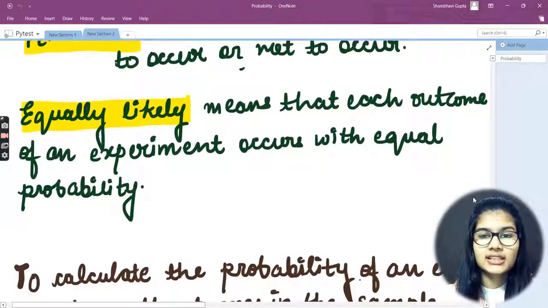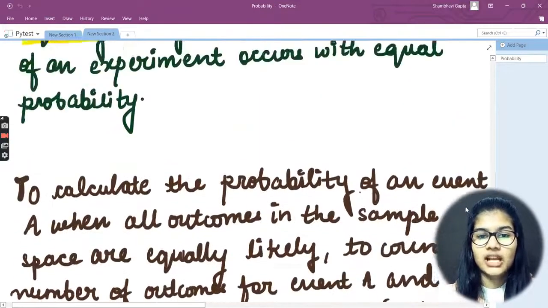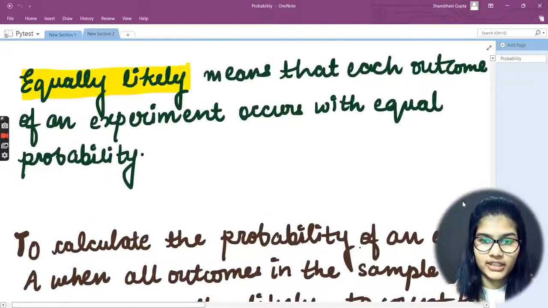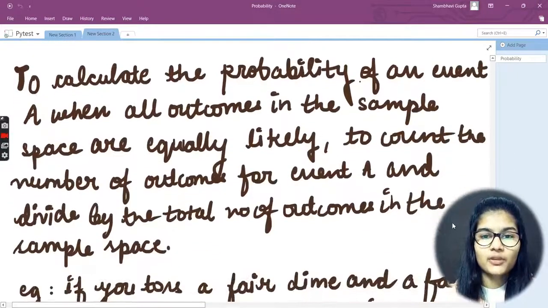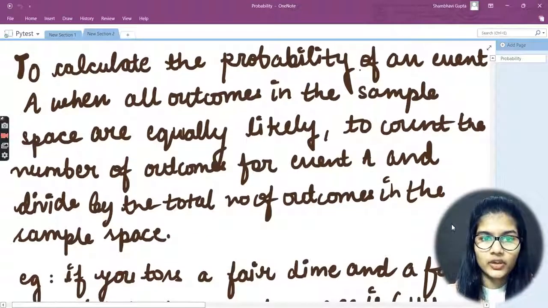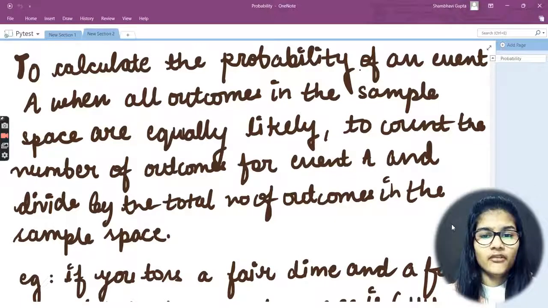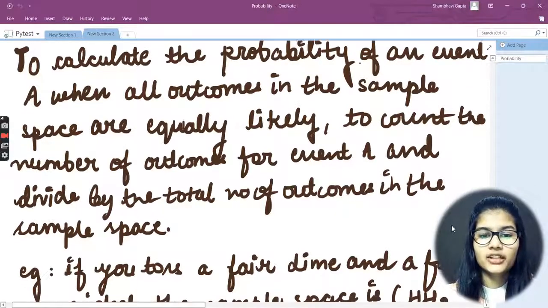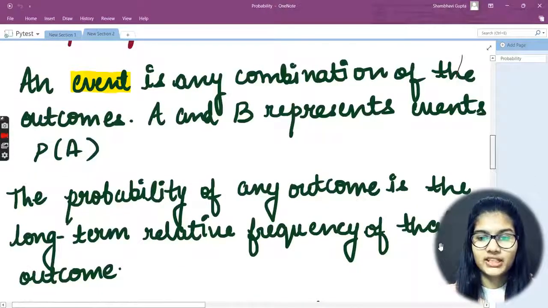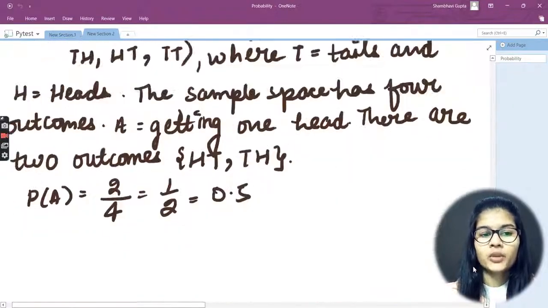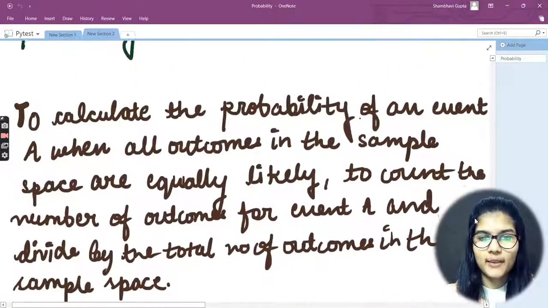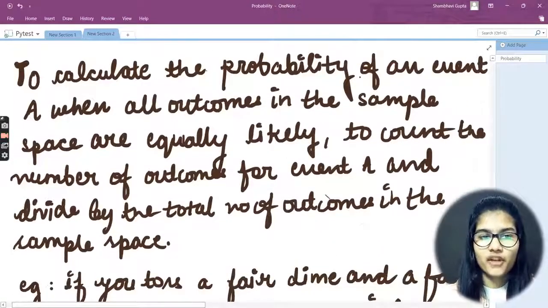Equally likely means that each outcome of an experiment occurs with equal probability. So to calculate the probability of an event A when all outcomes in the sample space are equally likely, count the number of outcomes for event A and divide by the total number of outcomes in the sample space. For that, we took an example of how to compute the probability of an event when the outcomes in the sample space are equally likely.